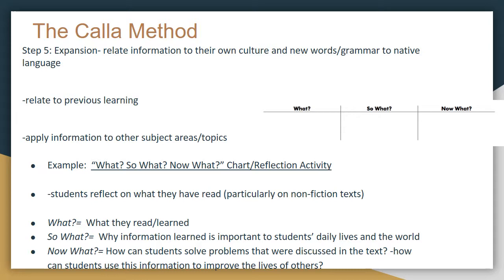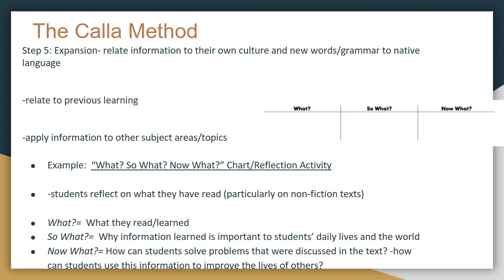Another part of this process is for English language learners to reflect on how this new content relates to what they've learned in their own culture, or how the new words or new grammatical terms or styles that they've learned relate to their native language. An example of this would be the what, so what, now what chart and reflection activity.